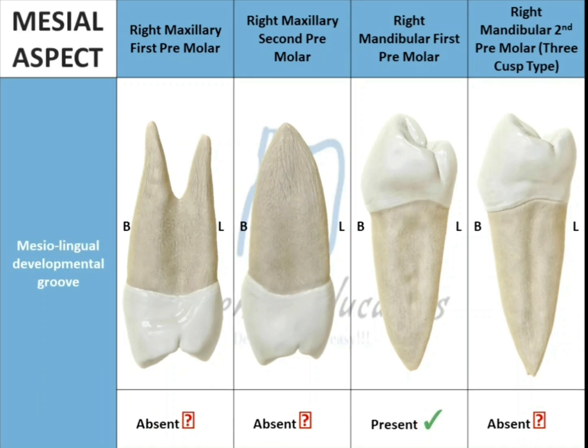The mesio-lingual developmental groove is an important characteristic feature not evident in the maxillary first premolars and the maxillary second premolars. This mesio-lingual developmental groove is only evident in the mandibular first premolars. The mesio-lingual developmental groove is not evident in the mandibular second premolars as well.